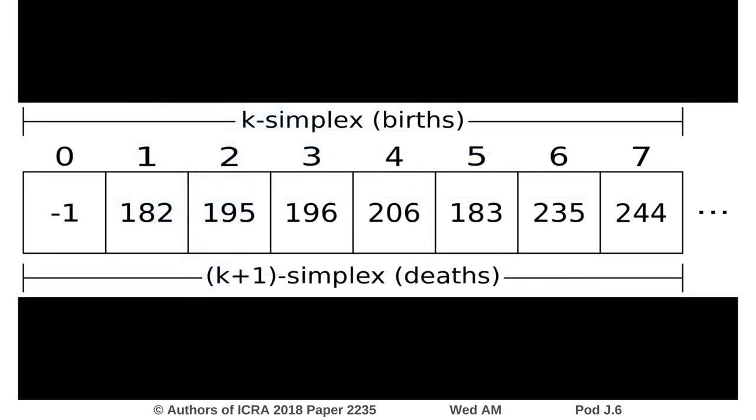STPP encodes the birth-death pairings of the homology generators in a feature vector where the indices of the vector correspond to the birth of a k-simplex and the entries of the vector correspond to the index of a destroying k+1 simplex. Unpaired simplices, denoted by a -1, represent k-dimensional holes in a point cloud.